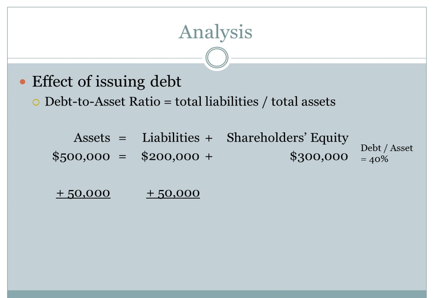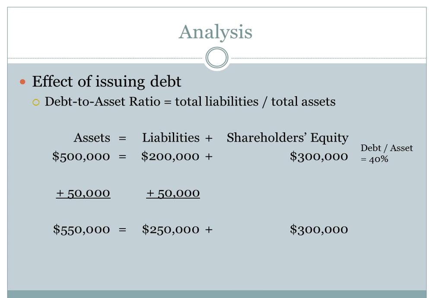Now, what happens if this company issues, say, a $50,000 note? Well, we're going to add $50,000 to the asset side of the balance sheet by way of debiting cash, most likely, and we're going to add $50,000 to liabilities by recognizing the note payable, crediting notes payable. Both of those increase the asset side of the balance sheet and increase the liability side of the balance sheet. So the balance sheet is going to be adjusted to recognize that issuance. We now have $550,000 in assets and $250,000 in liabilities. Shareholders' equity was not affected by the issuance of debt.